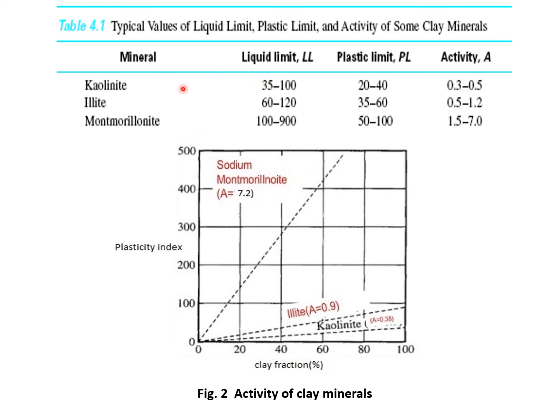Here in the table you can see the typical values of liquid limit, plastic limit, and activity of some clay minerals: kaolinite, illite, and montmorillonite. You can see the liquid limit ranges for these three different minerals, the plastic limit, and the activity. The activity is maximum for montmorillonite. So when your soil contains montmorillonite as the basic clay mineral, maximum change in volume will occur with the change of moisture content.